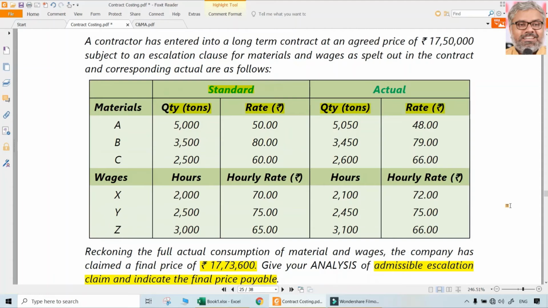The main point to be noted here is, first of all, the escalation is not for quantity increase. Nobody asked you to use more quantity or estimate a wrong quantity in the first place. The escalation clause is agreed. In this case, it is there. But that will be for rate, not for quantities. If the contractor has failed to estimate properly, that is his fault. That will not be compensated by the contractee. But rate change, yes, that will be compensated because there is an escalation clause.